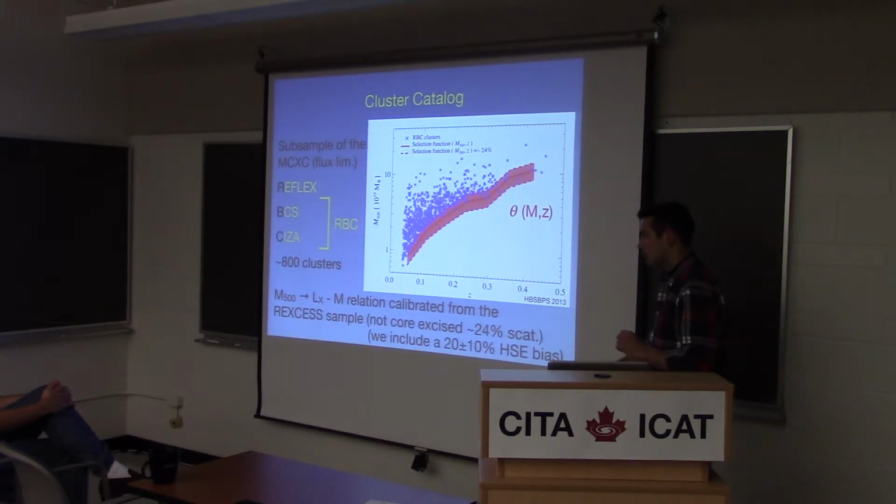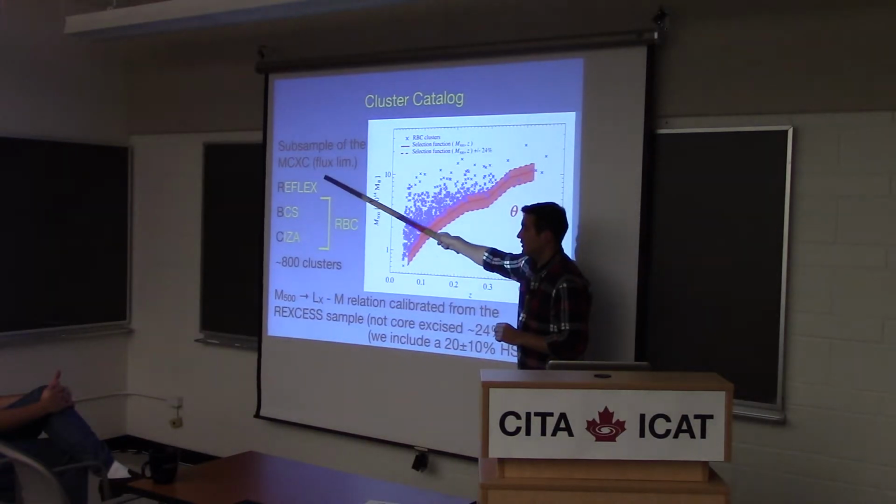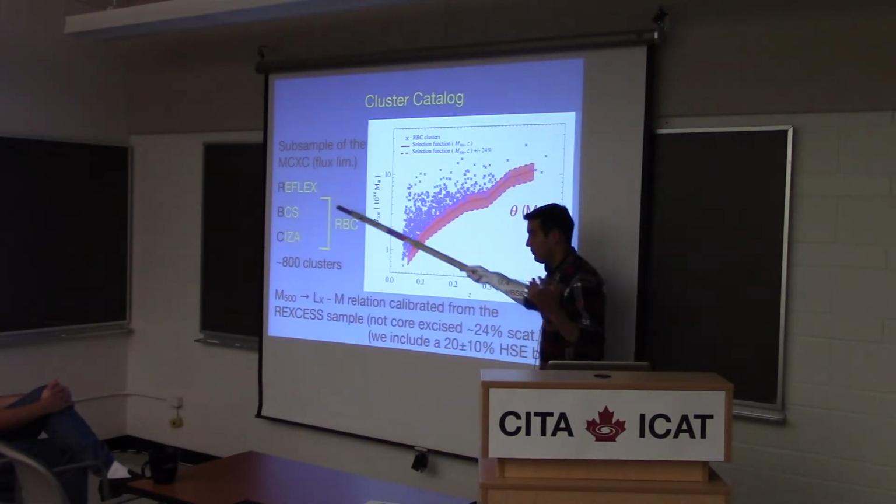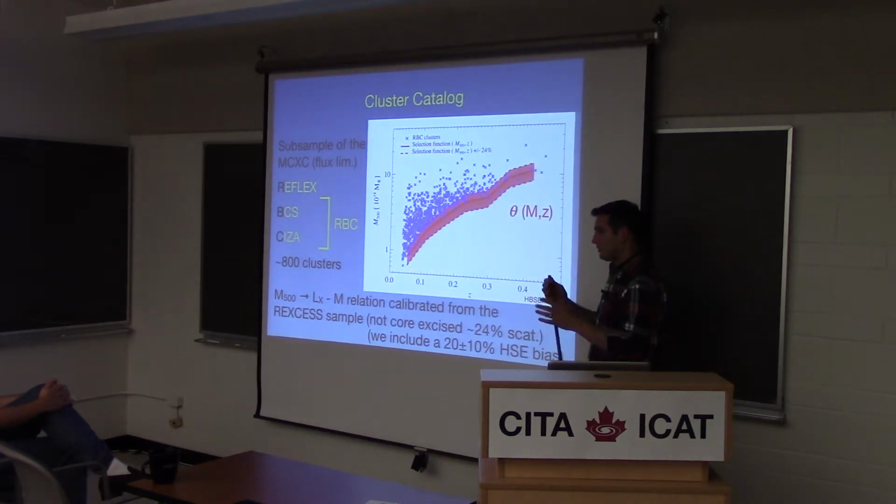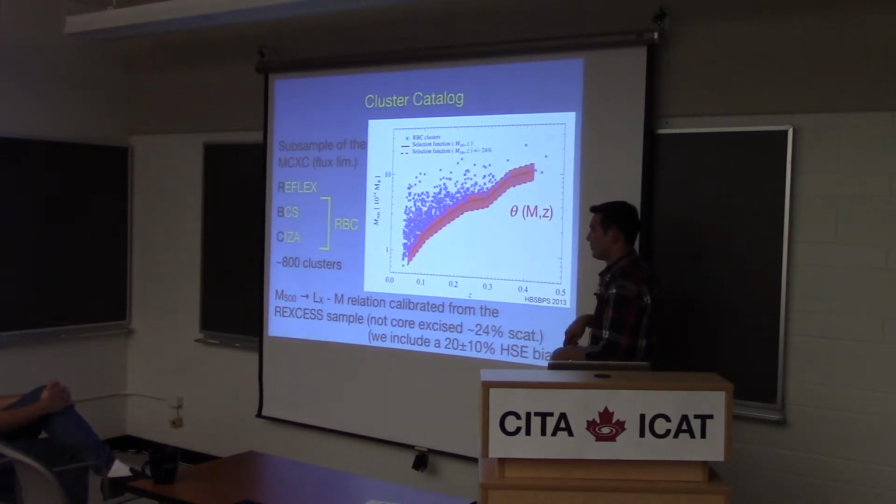What was the original sampling? MCXC. Yeah, what's that? It's an amalgamation of many X-ray observations around the sky.